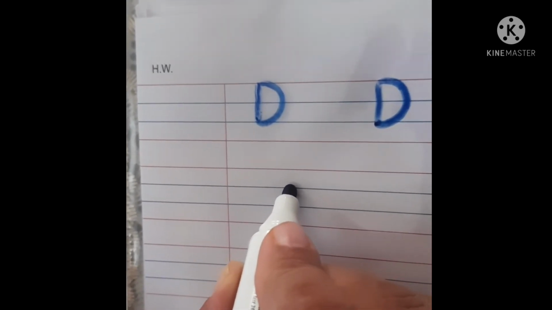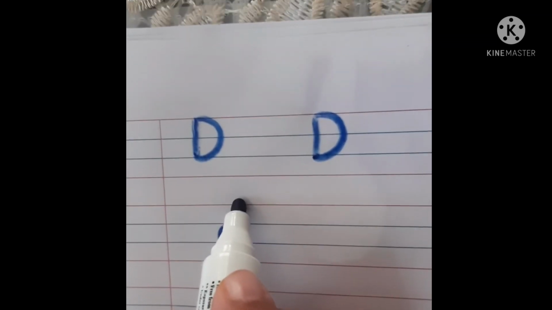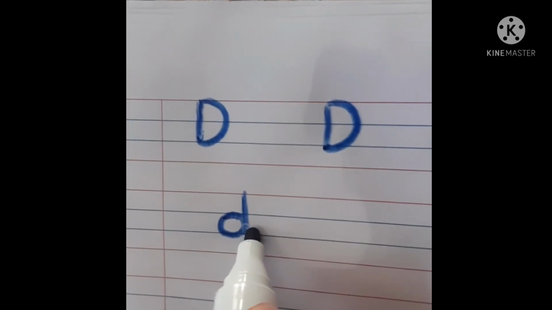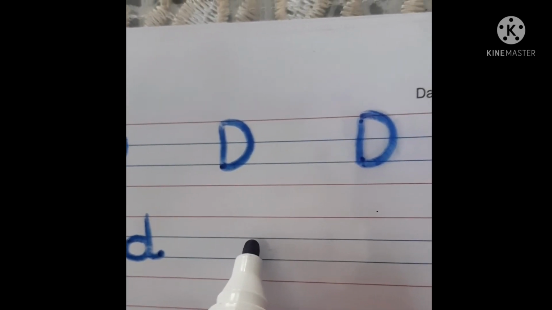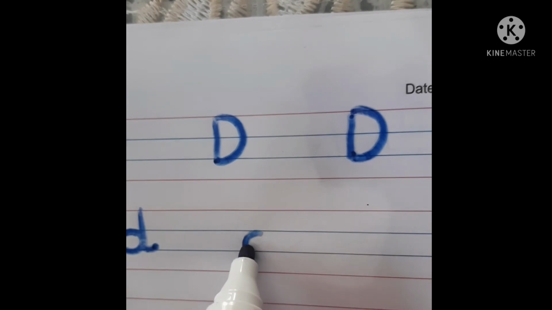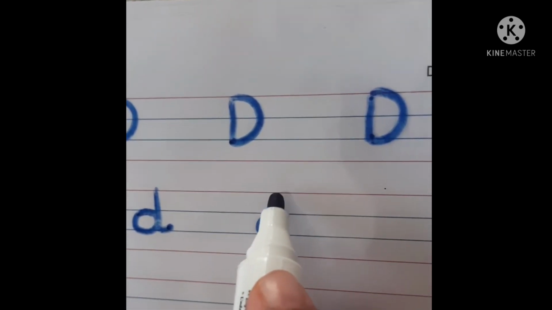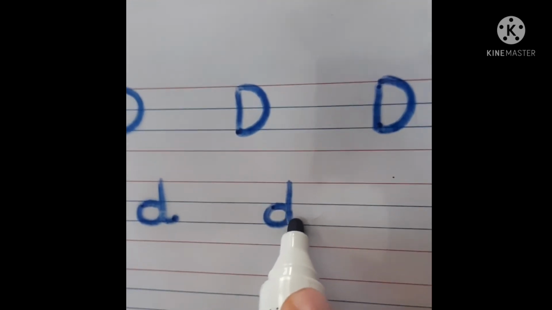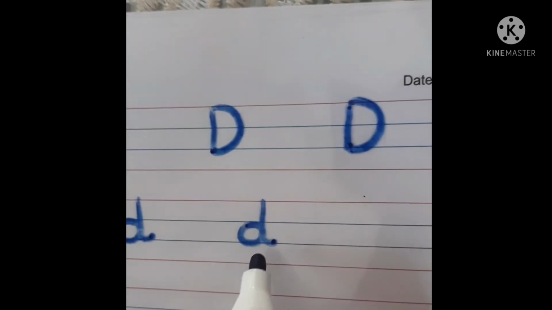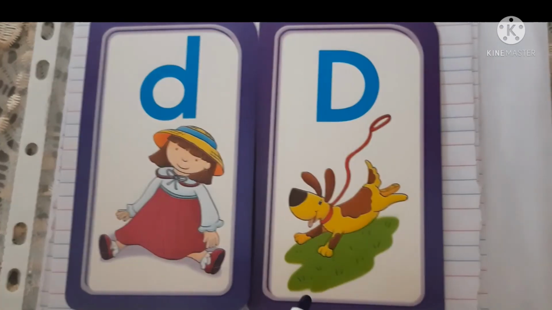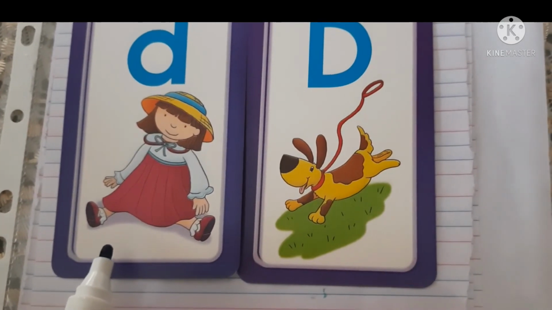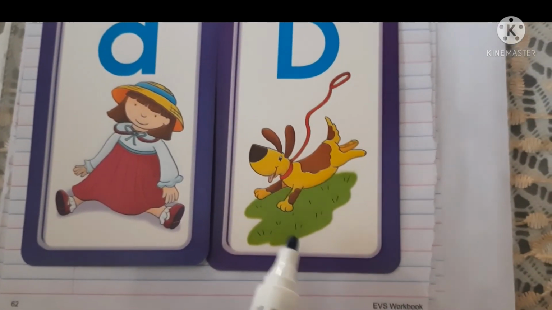Next is small letter d. Draw a circle in the middle blue line. Go to the top. Draw a standing line till the bottom blue line with a small curve. That is small letter d. D for dog, D for doll.